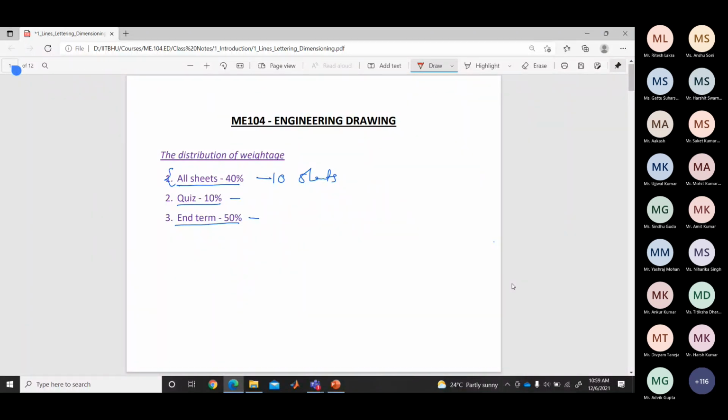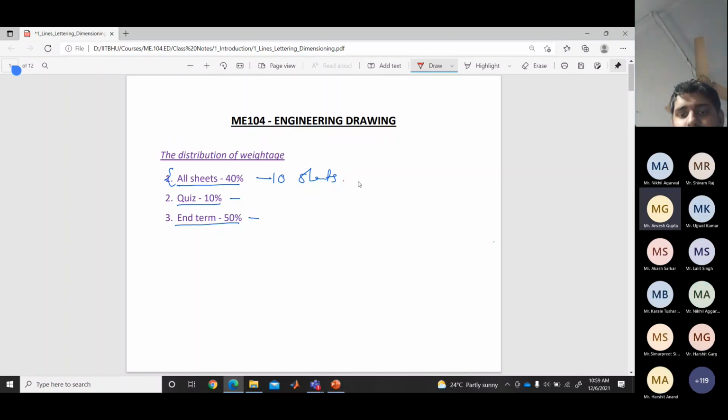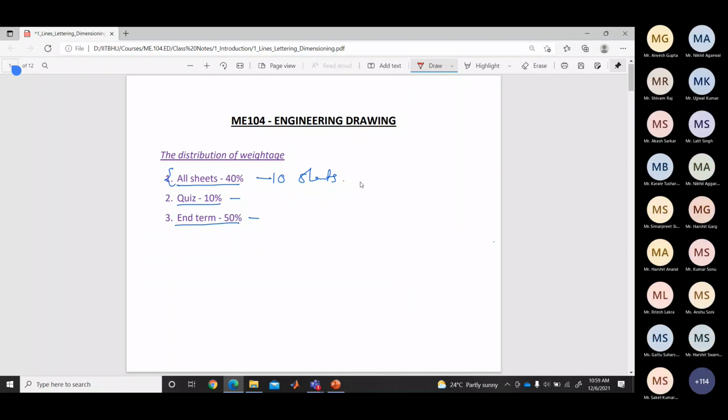What do we have besides the 40%? There will be 10 sheets, and the 10 sheets carry 10 marks each over the first semester. So weekly you will get one sheet.